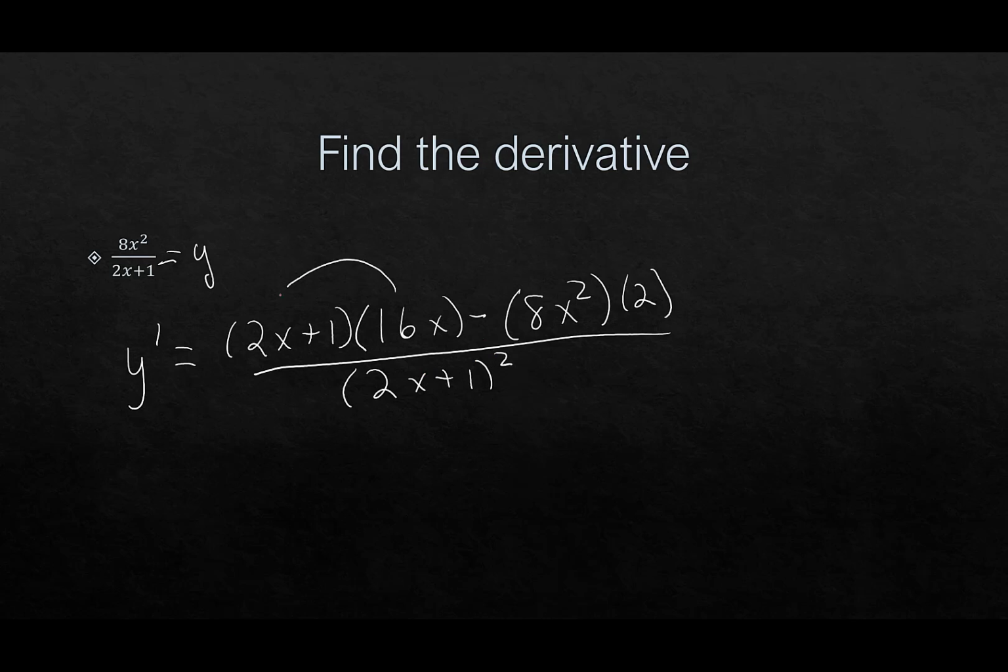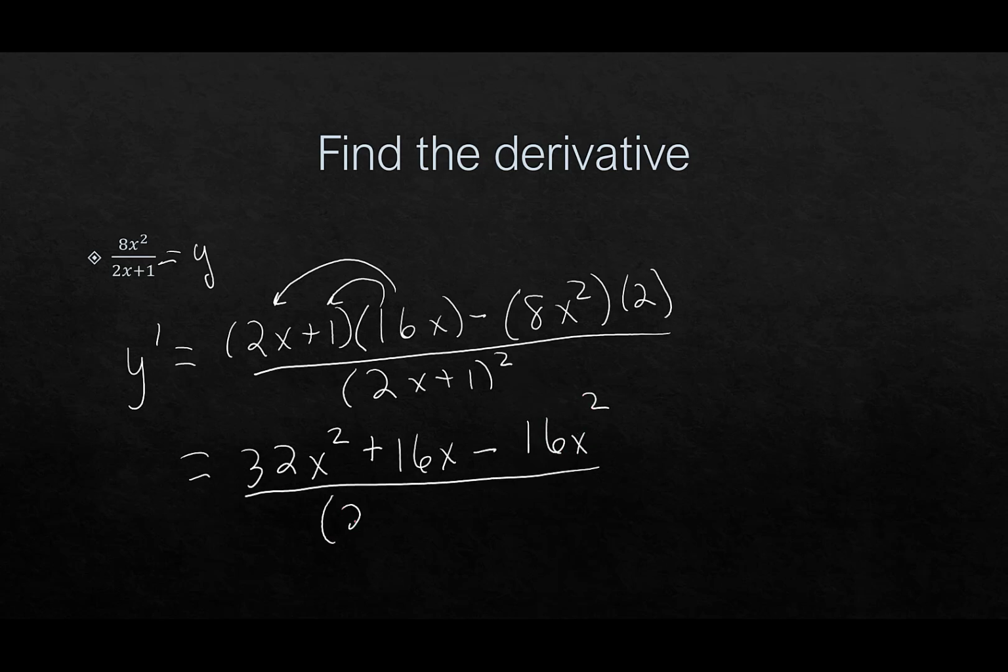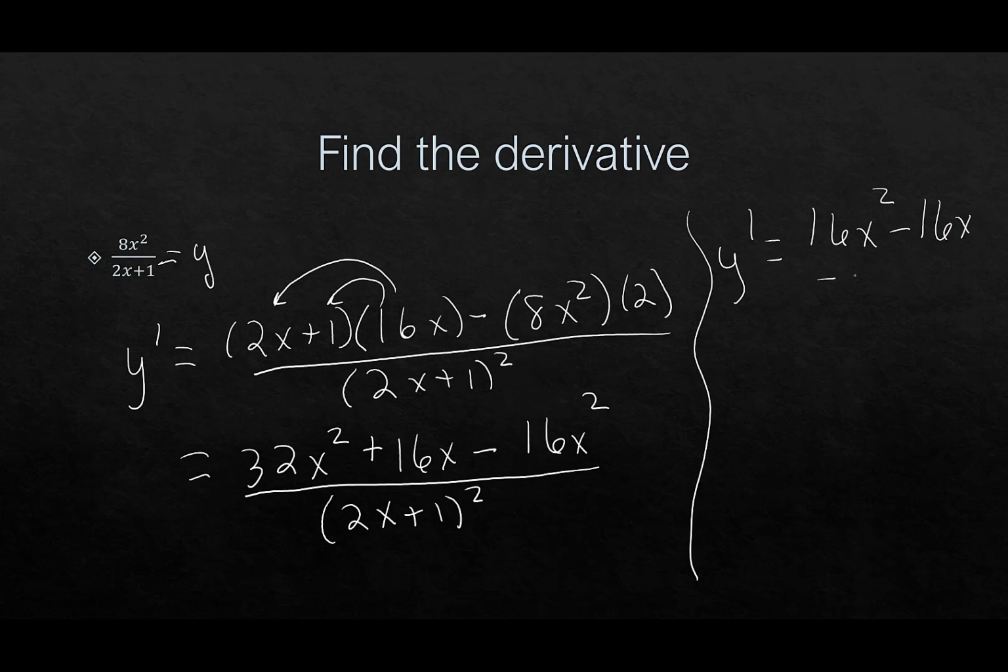Now I'm going to again distribute, so I need to multiply the 16x times the 2x and the 1, so 16x times 2x is 32x squared. 16x times 1 is 16x. Remember, you have a negative, so I have minus 8x squared times 2 is 16x squared, over (2x plus 1) squared. I can combine like terms. 32x squared minus 16x squared gives me 16x squared plus 16x over (2x plus 1) squared.